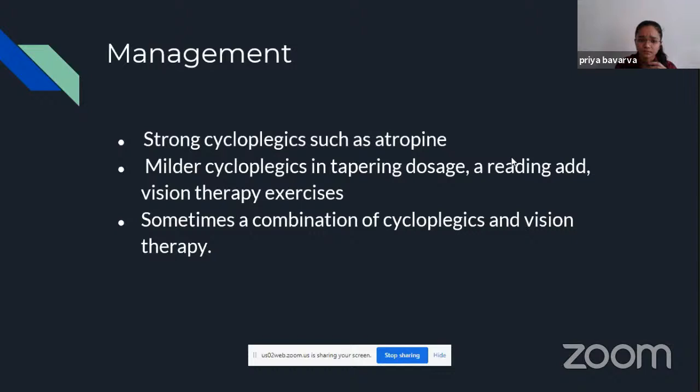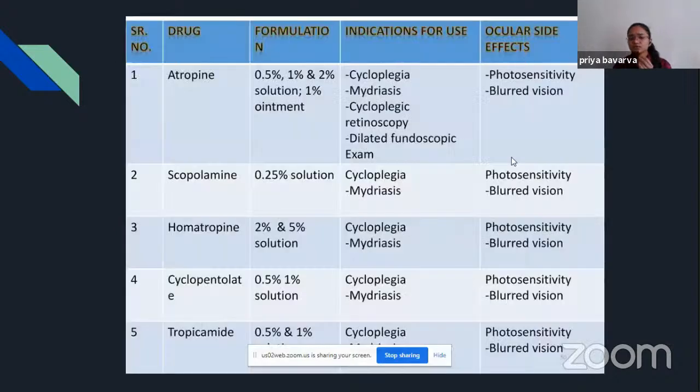Okay, and here the dose of cycloplegics and the vision therapy also differ between patients, according to the patient's signs and symptoms. As we all know, we are all comfortable with the cycloplegic drugs, so I am not going into detail about them. The available cycloplegic drugs are atropine, scopolamine, homatropine, cyclopentolate, and tropicamide. And you all know the side effects, like nausea and vomiting and fever, etc.